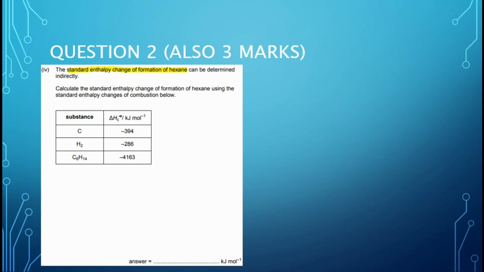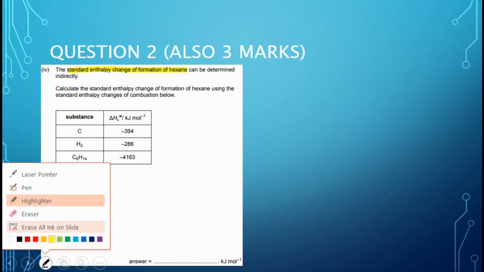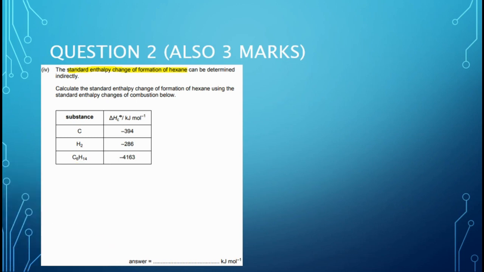Now the question is asking about hexane, and that we should calculate the standard enthalpy change of formation of hexane using the standard enthalpy changes of combustion below. Here are our values again. Now for this question, we use a different type of Hess's triangle. It's still a triangle for sure, but we just draw it a little differently.